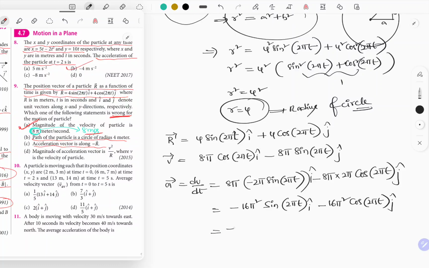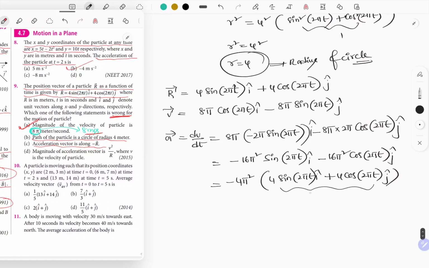So if you take common minus something, let us say you take common 4 pi square, then I can write it down as 4 sine 2 pi t i cap plus 4 cos 2 pi t j cap. If you observe this one, it looks like r bar. So a bar is equal to minus 4 pi square r bar. Is it along minus r bar?